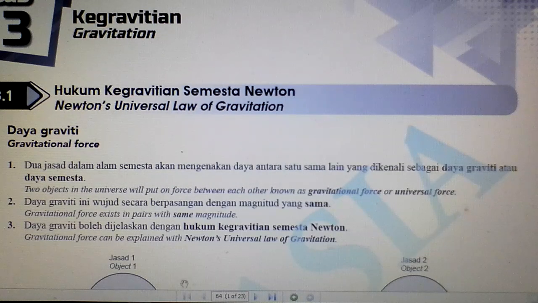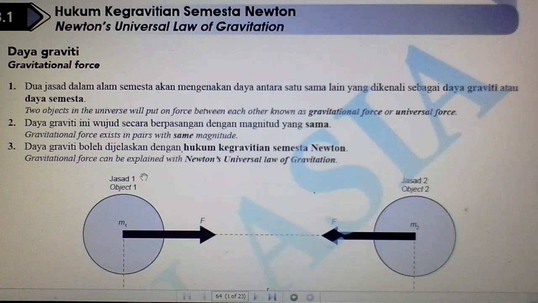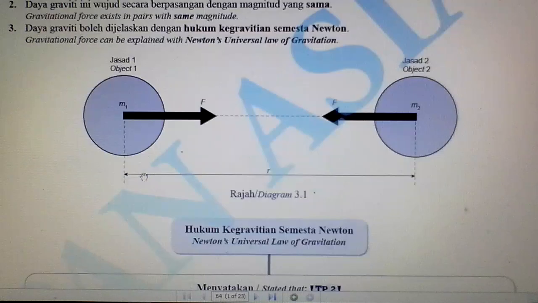Hi, today we want to discuss the module on Chapter 3, Gravitation. Look at the first part, 3.1. It is about Newton's universal law of gravitation. I hope you already watched the videos. What is stated by Newton's universal law of gravitation?